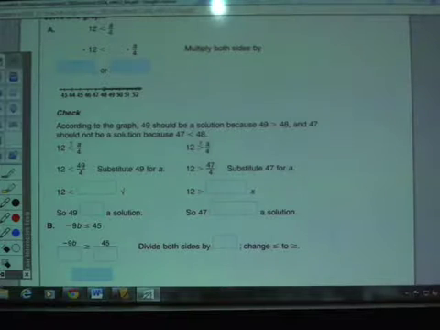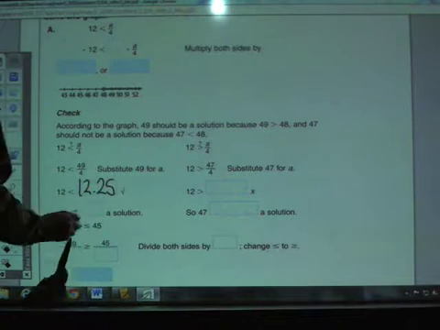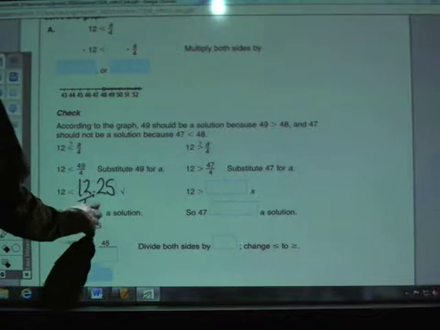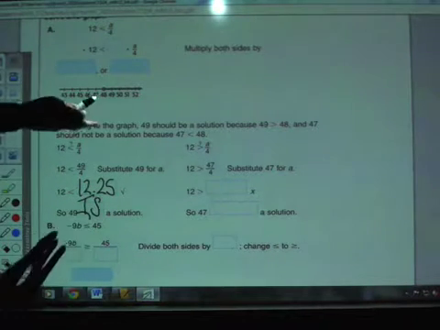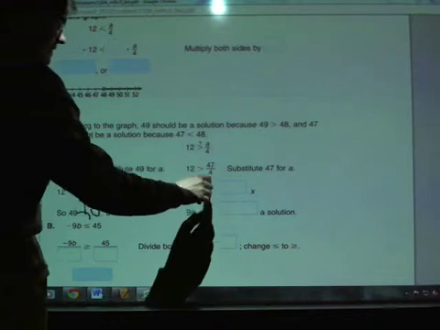So here when they test it with 49, 49 divided by 4 changes into 12.25. Well, 12.25 is bigger than 12. So 49 is a logical solution to the inequality. On the other hand, if I test it with 47, which was not in the shaded region, 47 divided by 4 is 11.75.